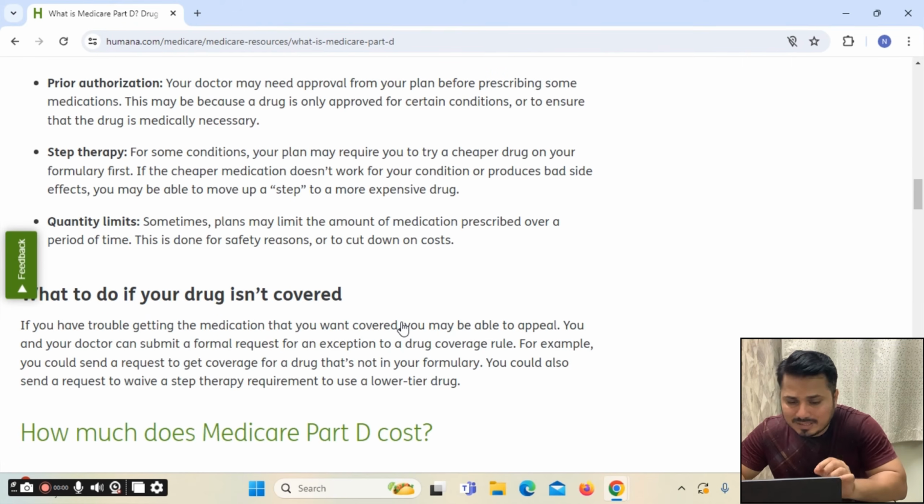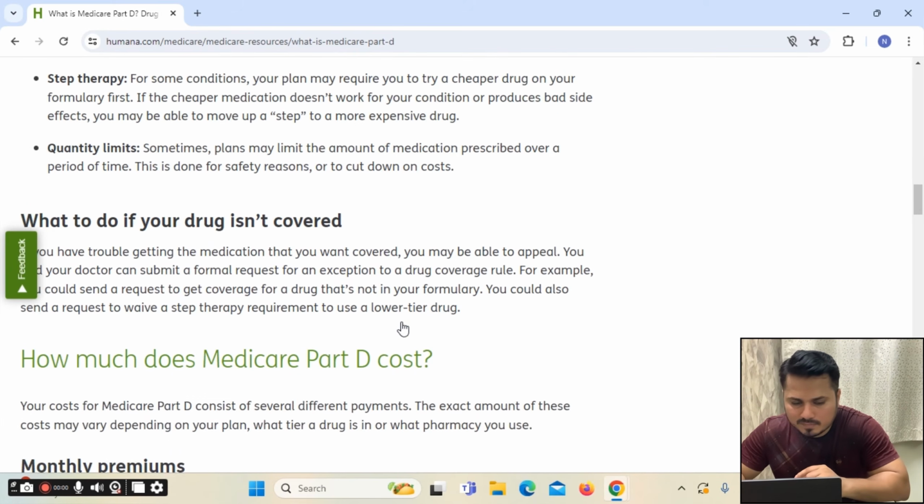Quantity limits. Sometimes a plan may limit the amount of medication prescribed over a period of time. This is done for safety reasons or to cut down on cost.